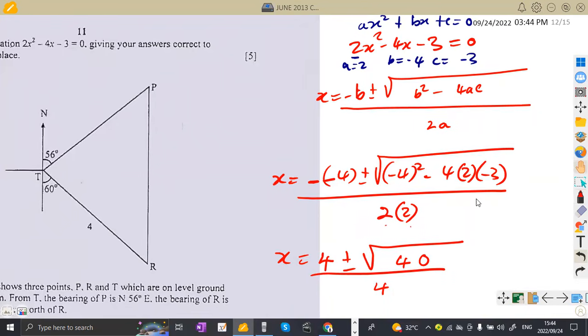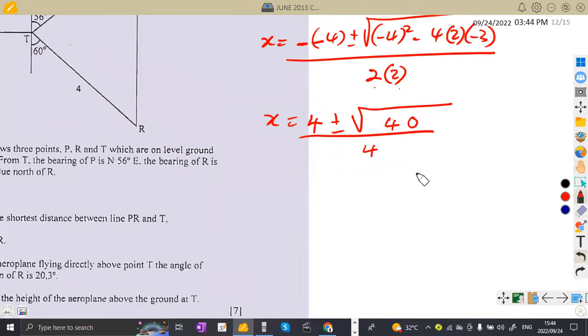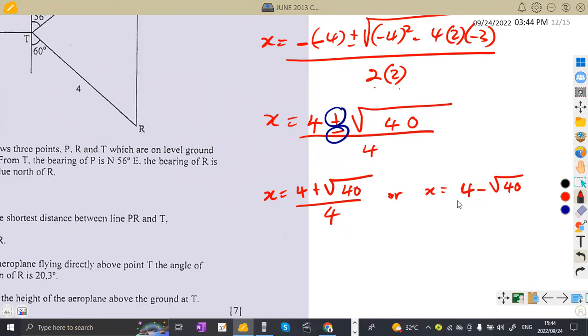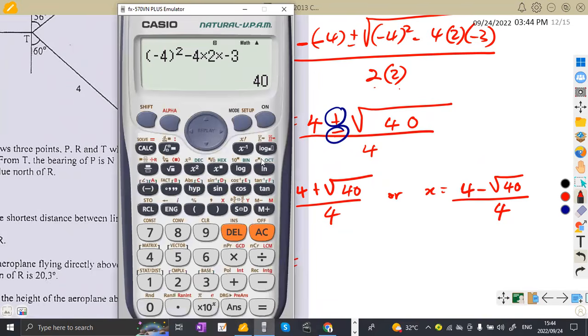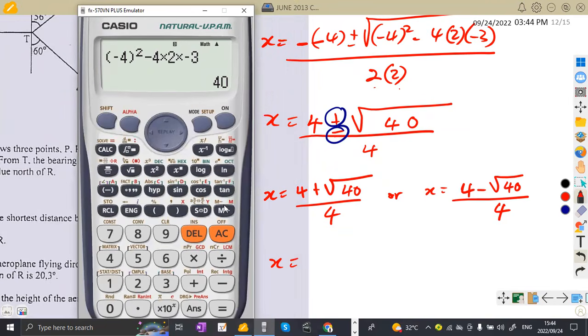Okay, now from this part, as you can see, guys, we can separate because we're now having a single number under the square root. So we can separate to say our x is going to be 4 plus the square root of 40 over 4, or another x is going to be 4 minus, because we've got a plus or minus here. So we started with plus, so this one is a minus, square root of 40 over 4. So from this part, guys, it's now you and your calculator. Make sure you insert your values properly here. So put in your division.